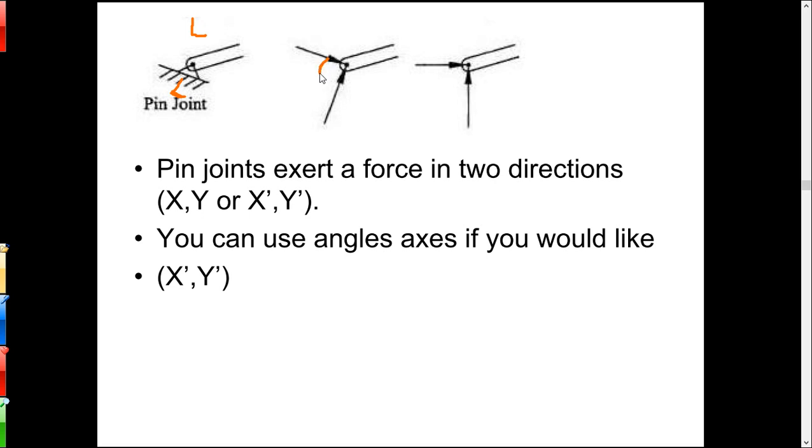So the important thing here is the two reactions that you put on a pin joint are perpendicular to one another. You can orient them however you like. Okay? So what we're doing here, we're showing that the forces exerted match the motion that is prevented from occurring. So that pin joint would not allow that linkage to move up, down, or left, right. So the forces are required to do that.